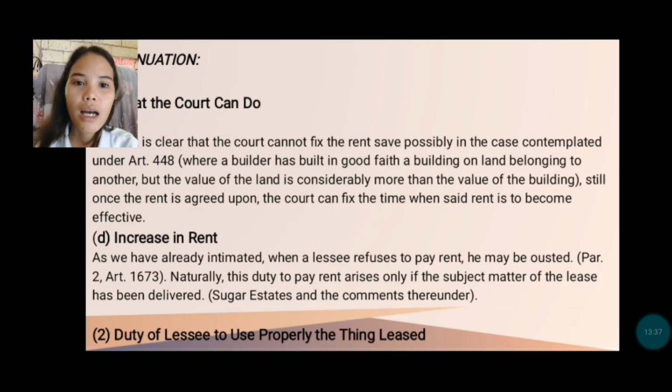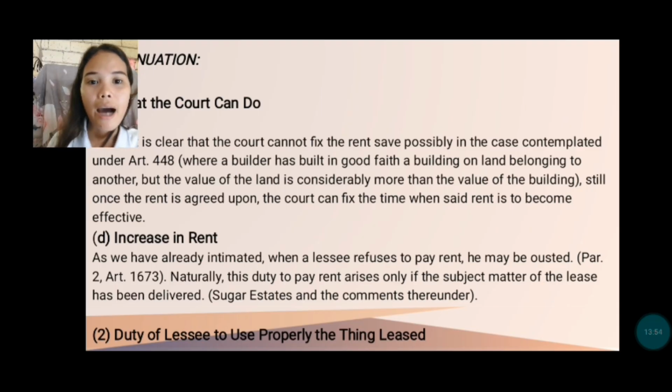Letter D. Increase in rent. As we have already intimated, when a lessee refuses to pay rent, he may be ousted. Naturally, this duty to pay rent arises only if the subject matter of the lease has been delivered. From Sugar Estate and the comment thereunder.